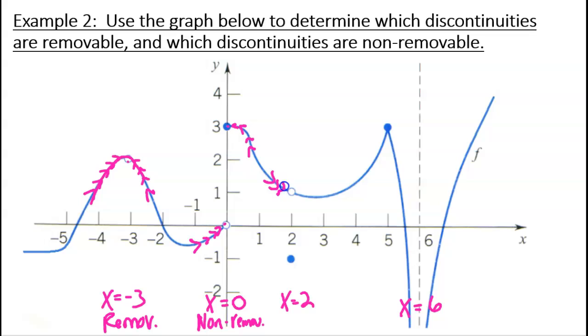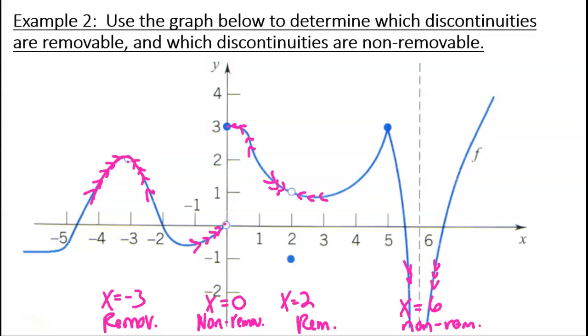All right, let's take a look at number 2. The limit from the left and the limit from the right are both meeting at a common point. So once again, this one here is a removable discontinuity. And on the left here, even though the limit from the left and the right are both approaching negative infinity, remember, infinity means the limit doesn't exist. So in this case, since the limit doesn't exist because it's an infinity, this is a non-removable discontinuity. So that's an example of a discontinuity you can't remove.